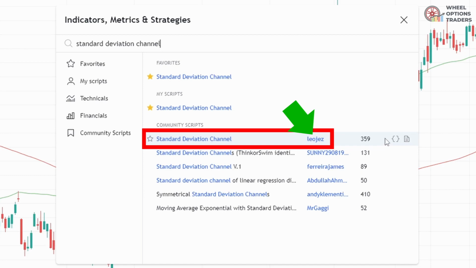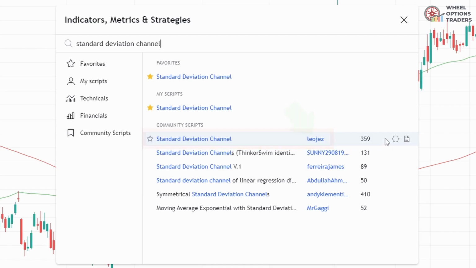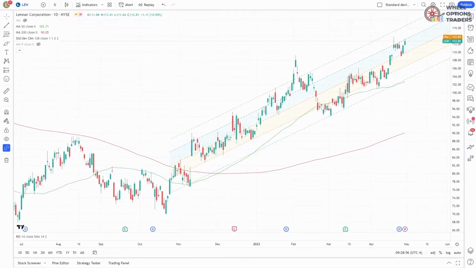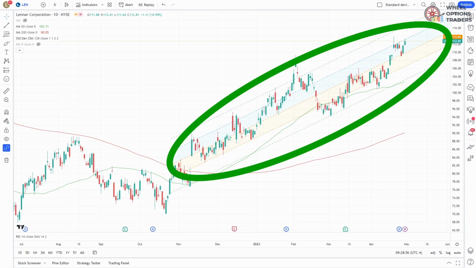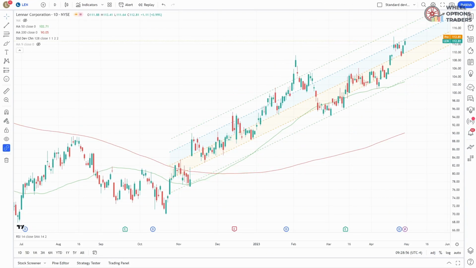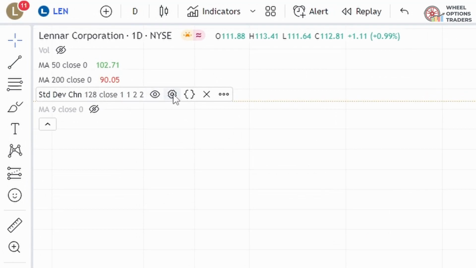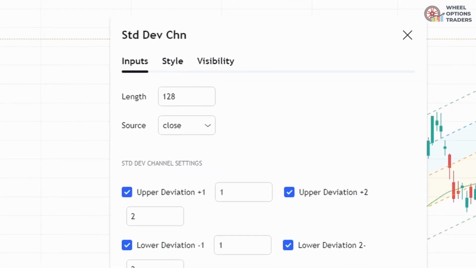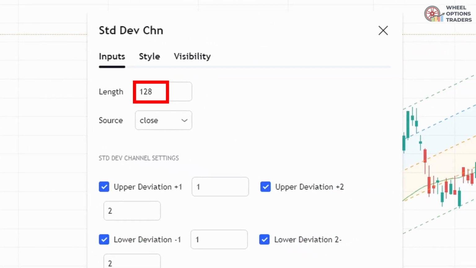It's perfect for our needs. It works straight out the box. No need to change any settings or anything. So just click on it, close that there, and you'll see it comes up with this colorful dotted channel. By default, it's set to 6 months if you're on the daily chart. As you can see here, length is 128. So that's equal to 6 months of trading days with no weekends and holidays and so on.